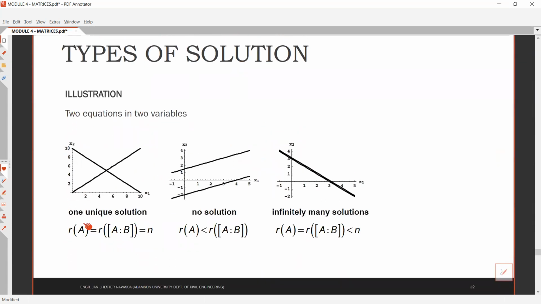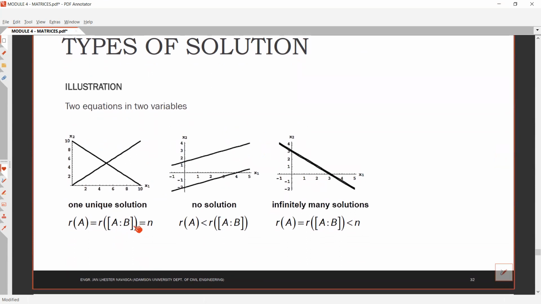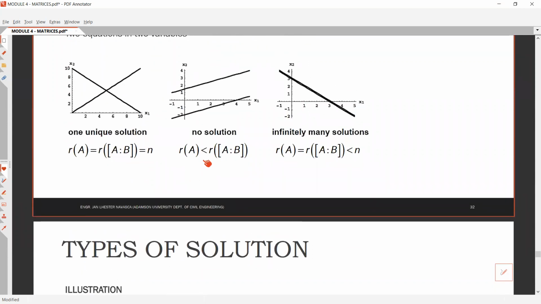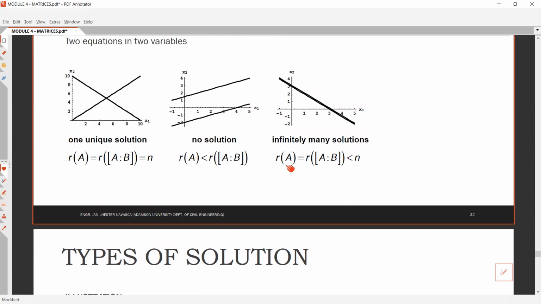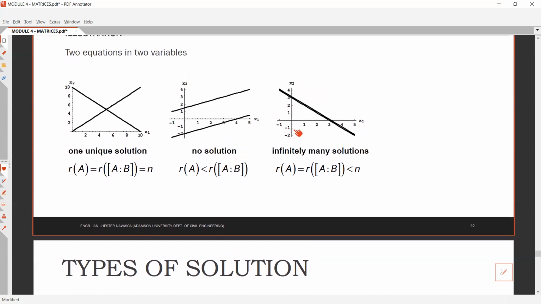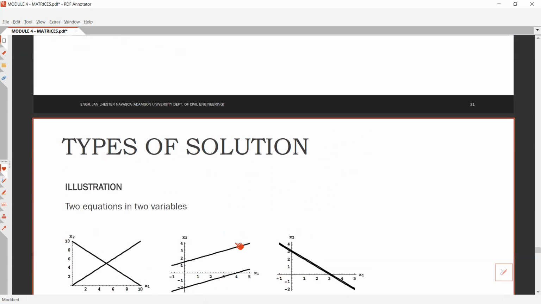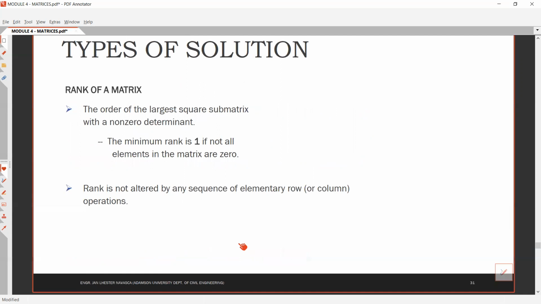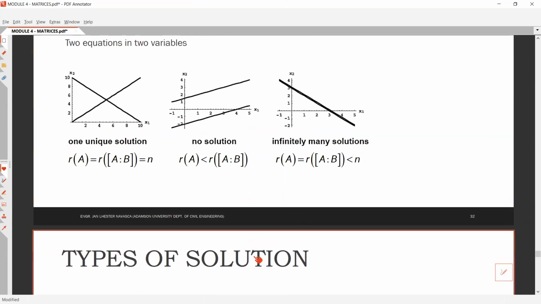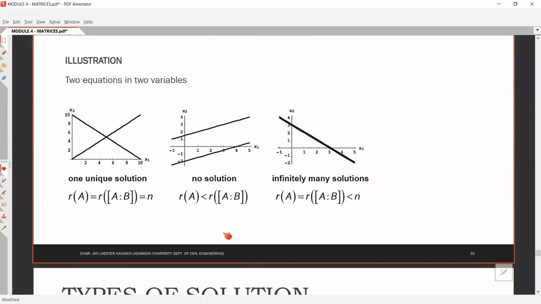So for the rank of the matrix A is equals to the rank of AB is equals to N. Okay, meron siyang 1 unique solution. Okay, this one has no solution, and this one is the infinitely many solutions. Okay, so kapag kinuha mo yung rank of A and rank of AB, which is less than N, kino-compare natin siya sa N, or doon sa ating order. Okay, so kapag nalaman mo, doon mo malalaman kung meron siyang 1 unique solution, no solution, or infinitely many solutions.